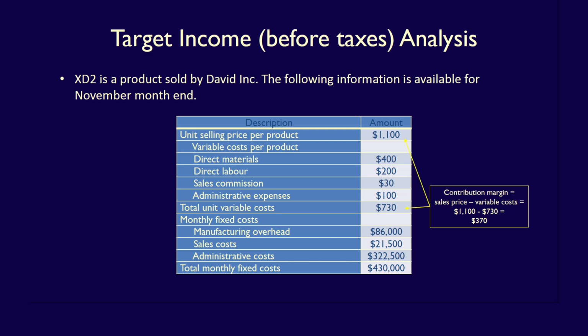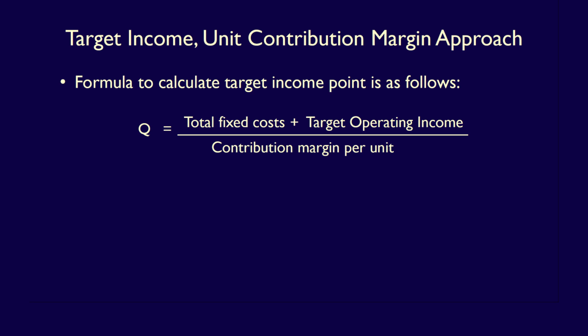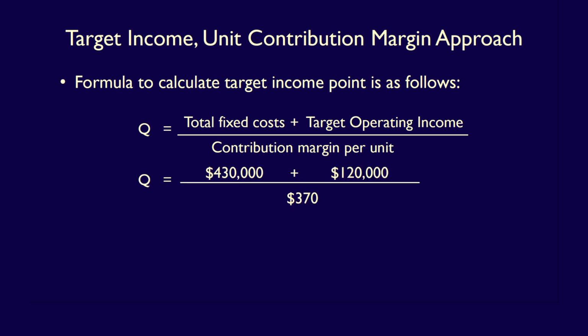We can now place that in our shortcut formula. Q is equal to total fixed costs plus target operating income, all divided by the contribution margin per unit. Q equals total fixed costs of $430,000 plus the target operating income of $120,000, all divided by $370, the unit contribution margin. Q is equal to 1,486.486 units. Rounded, Q is equal to 1,487 units.